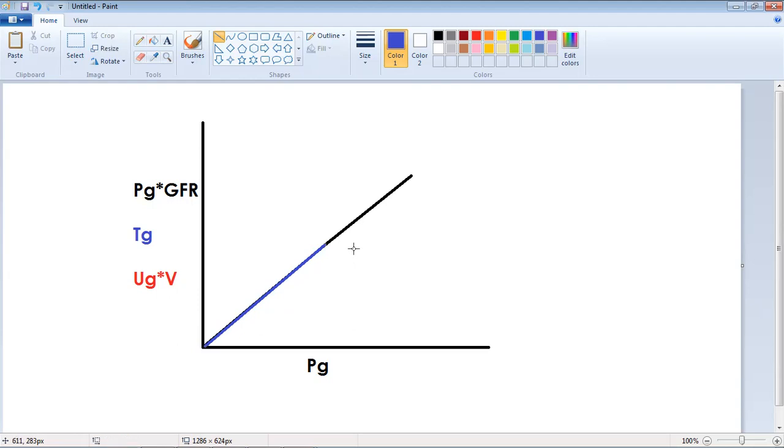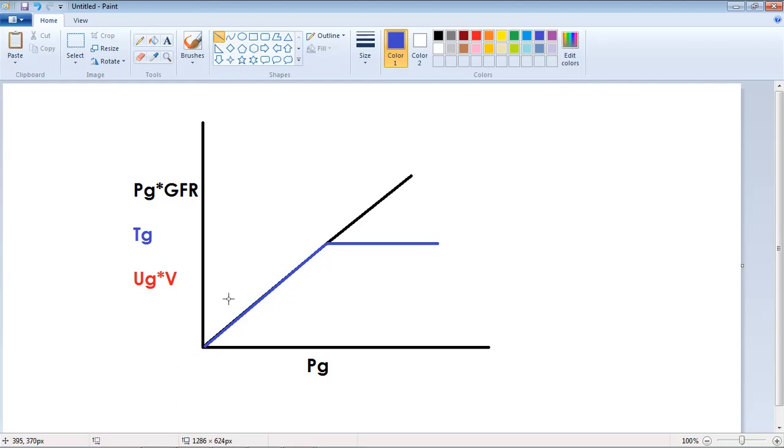So TG will also increase, similarly, till it reaches saturation. At the point of saturation, it gets saturated. So that is the picture of TG. With the rise in filtered load, the transport of glucose, or reabsorption of glucose, will also linearly rise till the point of saturation is reached. Then it will undergo plateau.